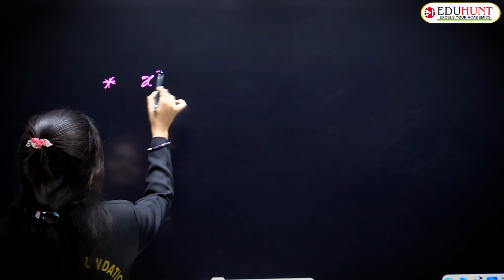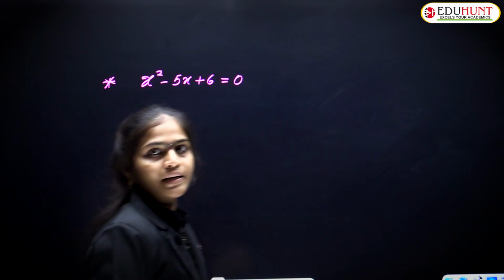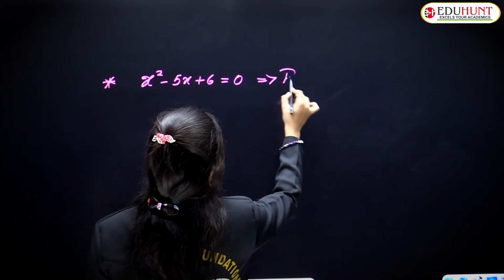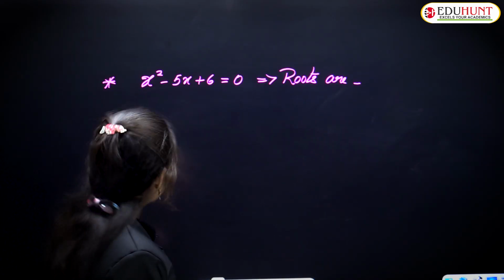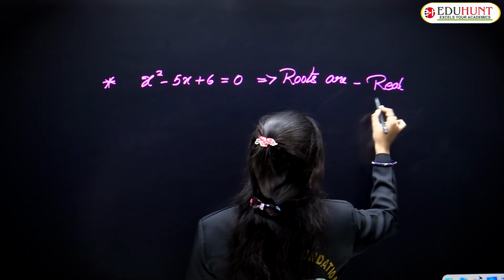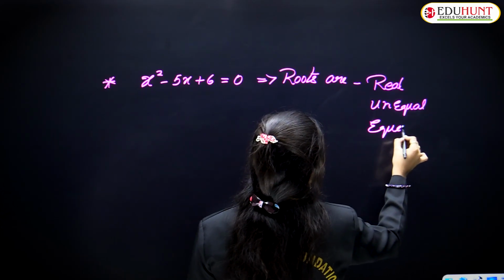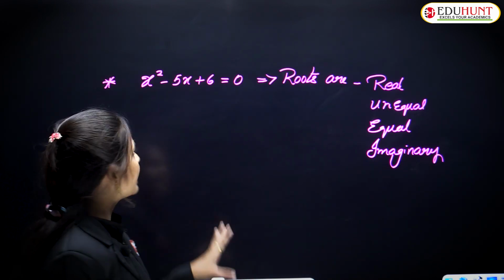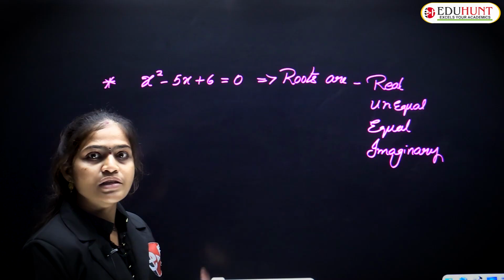See here, for example, x² - 5x + 6 = 0. This is the given quadratic equation. How can we say whether the roots are real roots or imaginary roots? For example, like this some options are there: real, unequal, equal, imaginary. So how can we say that?